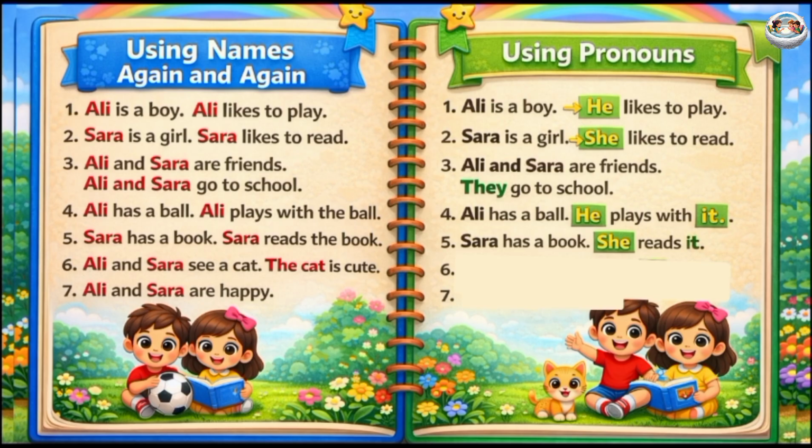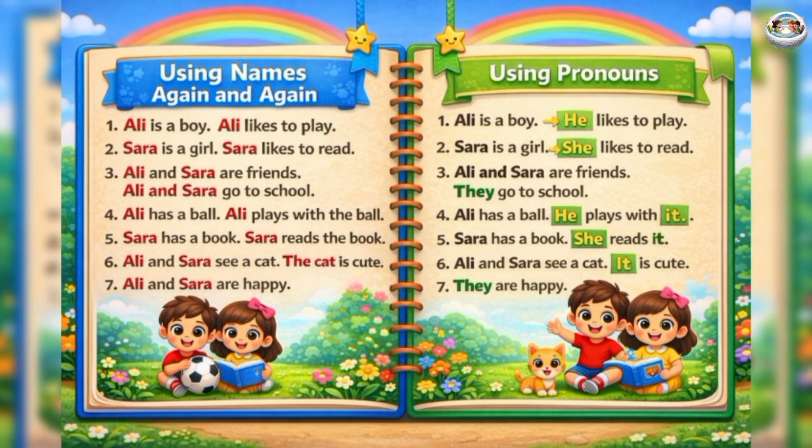Number 6. Ali and Sarah see a cat. The cat is cute. By using pronouns, we can say Ali and Sarah see a cat. It is cute. Number 7. Ali and Sarah are happy. By using pronouns, we can say they are happy.